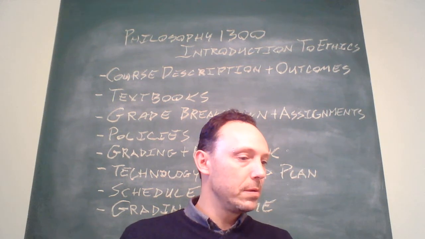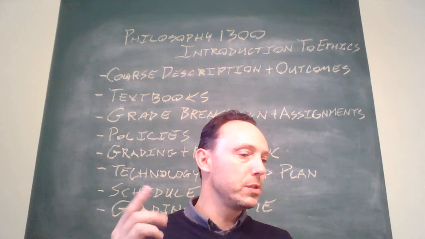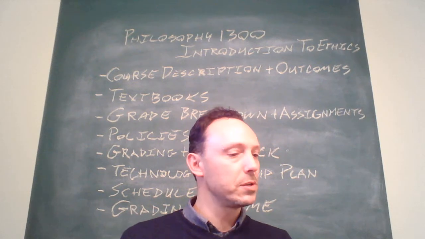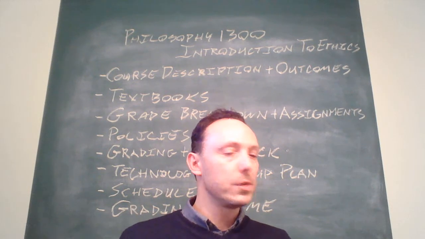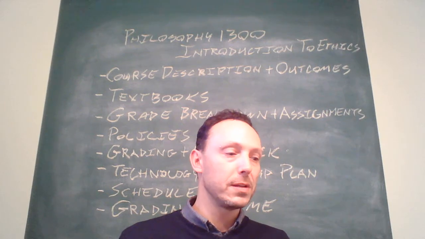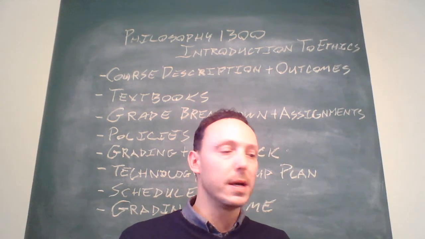that is how your grades are broken down. So three section tests worth 20 each, totaling 60. Six quizzes worth 5% each, totaling 30, and discussion forums totaling 10.